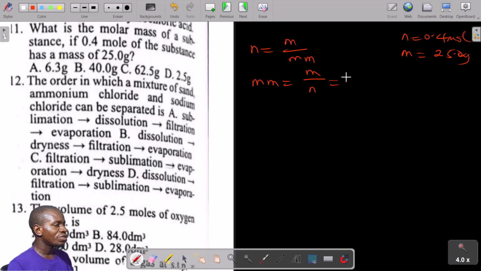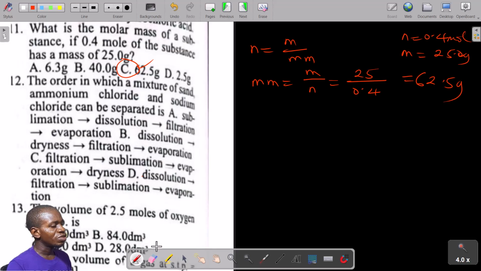So the molar mass is equal to the mass, 25, divided by n, which is 0.4. When you divide both of them, let's check your calculator, 25 divided by 0.4 will give me 62.5 gram. So the answer is 62.5 gram, and 62.5 gram is Option C as the correct option.